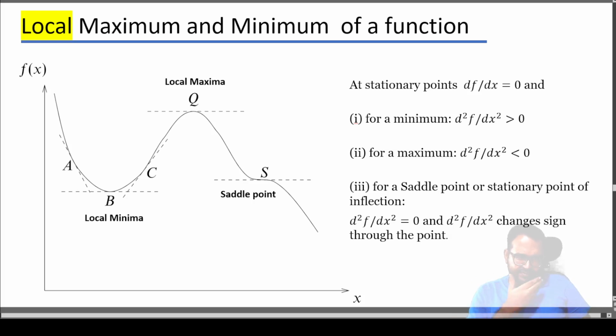It's in the neighborhood of B, near about B, B is the lowest one. So that's why B is called the local minimum. Okay, so here at point Q, this function again turns around. So it's called a local maximum. And near about in the neighborhood of Q, the Q is the highest point.